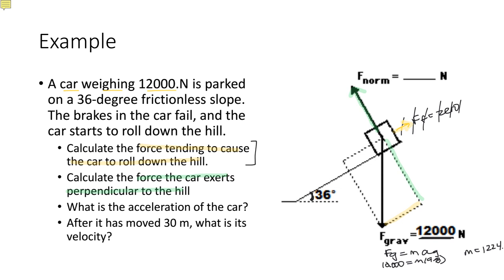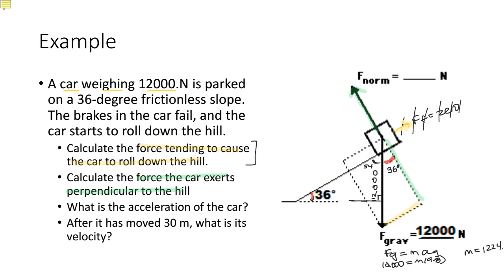Let's start by calculating the force tending to cause the car to roll down the hill. The first thing we have to do, we know that this force gravity is 12,000. So this hypotenuse right here is 12,000. But what is this angle? Stop and think about it. There's a geometry principle that helps us determine what that angle is. If you think about it, this angle right here is 90 degrees. So what does that make this angle? Surprise, the angle of incline of the hill is equal to the angle of this triangle right here.